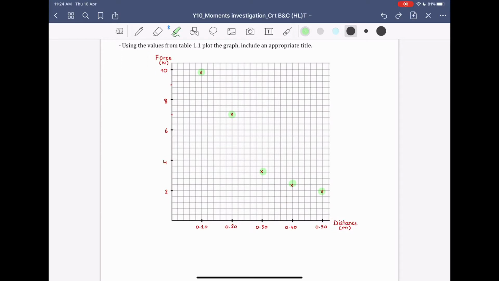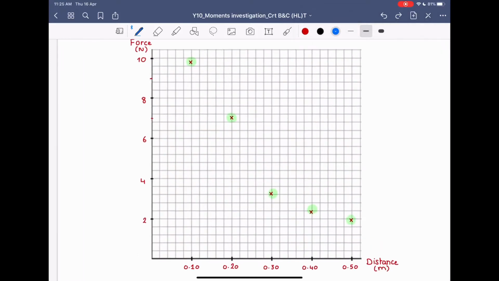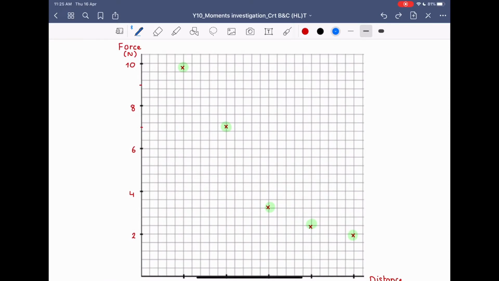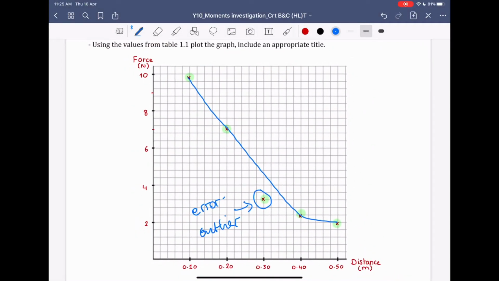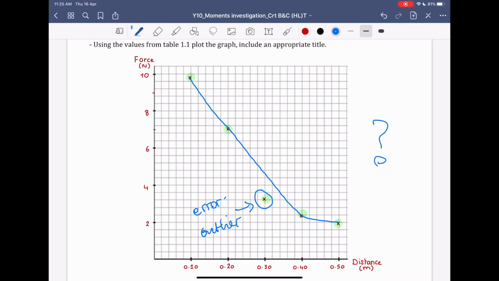Okay, so now that I have my dots, I need to draw the curve, the best fit curve if you want. Now, almost everyone did the curve in this way, considering that this is the dot that is the outlier or the error. Do you think this is right? Well, we cannot decide whether this is the outlier or this one or this one.